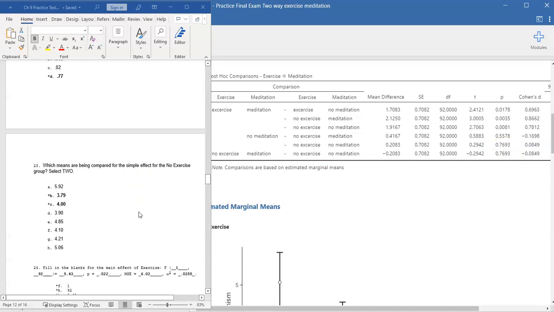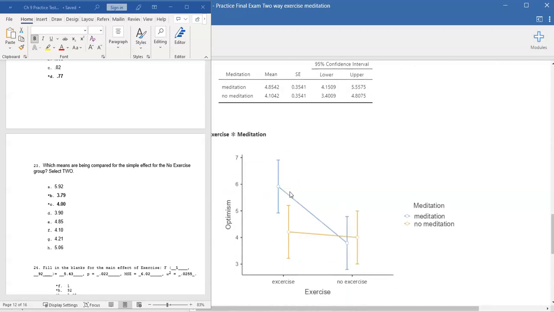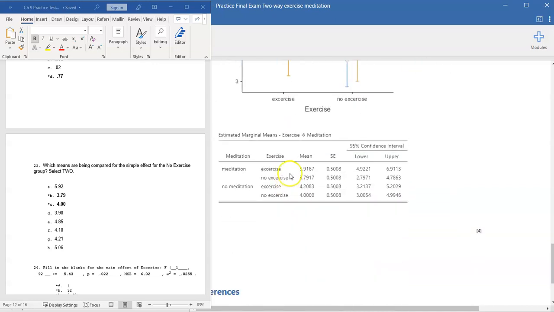Next, which means are being compared by the simple effect of the no exercise? So we want to compare the two groups for the simple effect, the two conditions that are not exercising. So meditation, no exercise is 3.79, and the no meditation, no exercise is essentially 4. Okay?